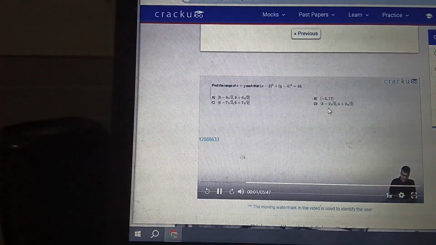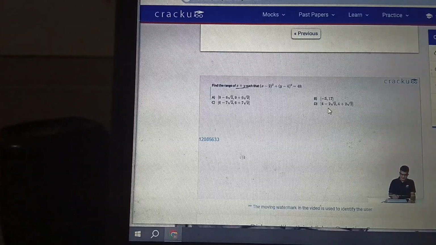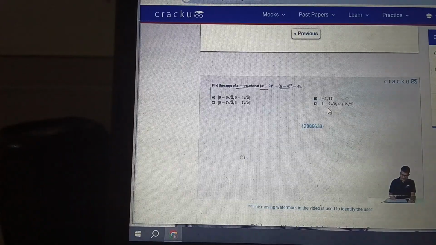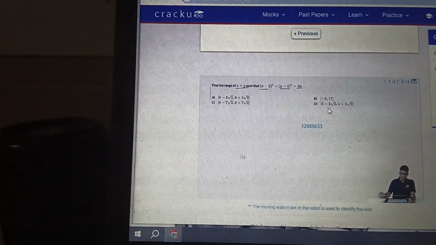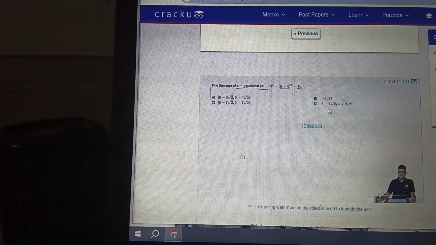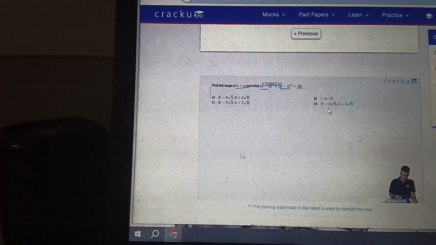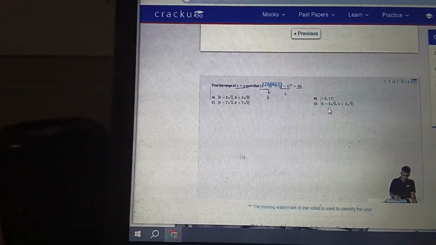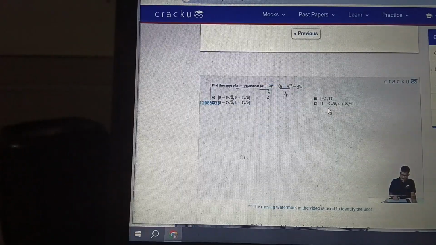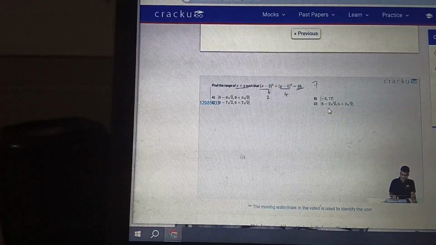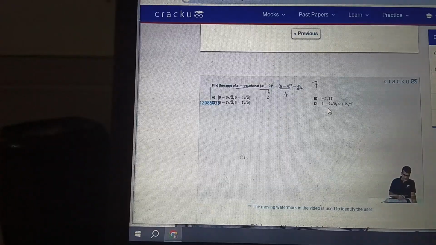In this question we are asked to find out the range of x plus y such that (x minus 2) whole square plus (y minus 4) whole square is equal to 49. The equation that is given to us is the equation of a circle. The center of the circle will be (2, 4) and the radius will be square root of 49, which is equal to 7.